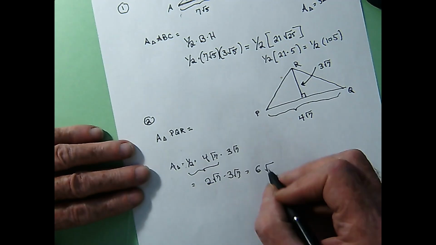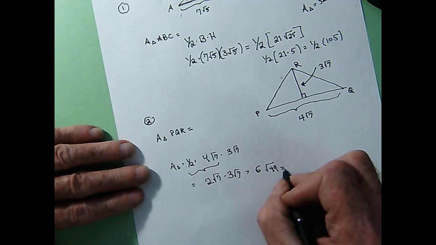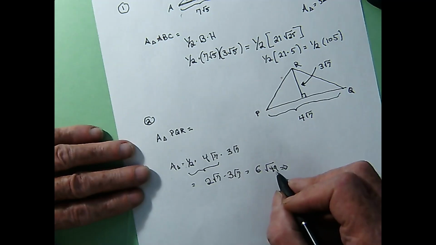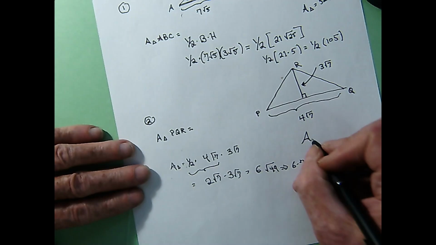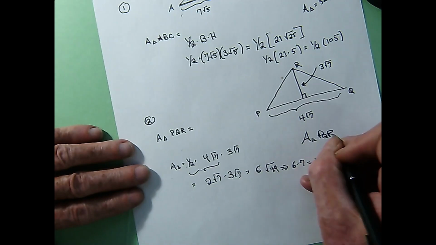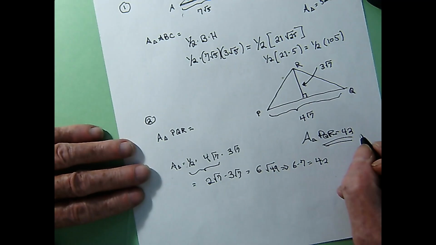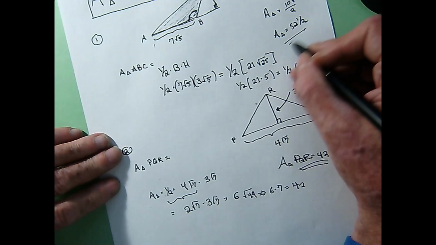And we know the square root of 49. So we're going to have 6 times 7, the square root of 49 being 7. So if we have 6 times 7, yep, that's going to be 42. So I say the area of triangle PQR, in this case, would have been 42. I should have said something like that up here too. Yeah, I guess I did. Area of triangle ABC was 52.5.